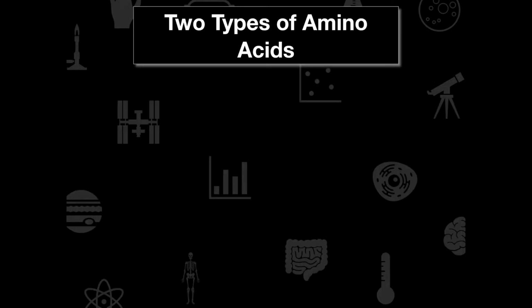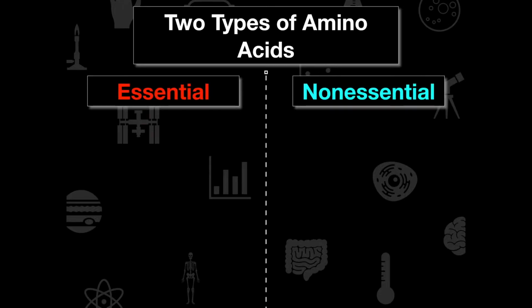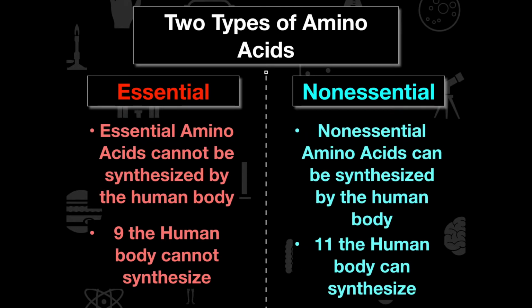And when we're discussing types of amino acids, there are 2 main types. We have essential amino acids, and we have non-essential amino acids. Essential amino acids can't be made in our body. There are 9 that the human body cannot synthesize, therefore we have to get them through our diet. Now, there are also non-essential amino acids, and these can be made by our body. There are 11 of these amino acids that the body can synthesize and make.